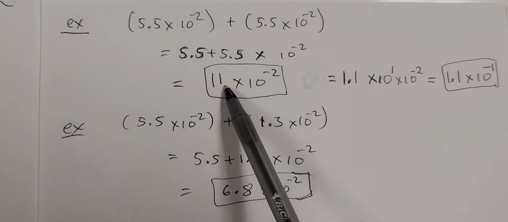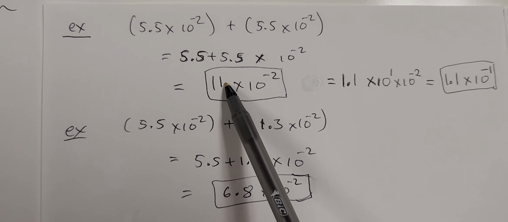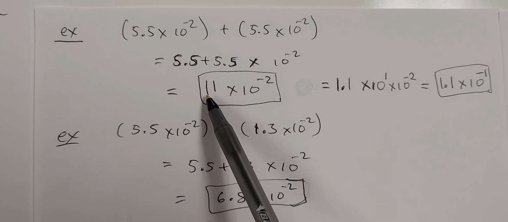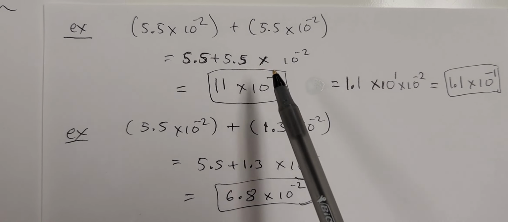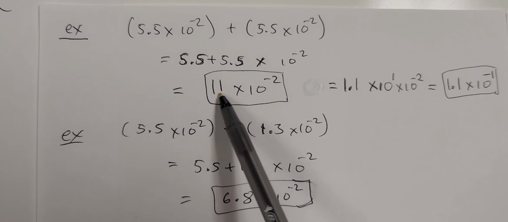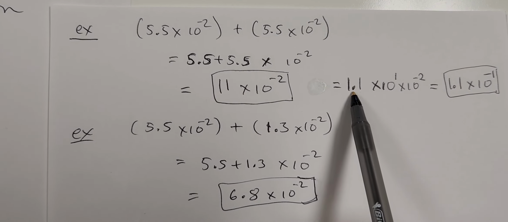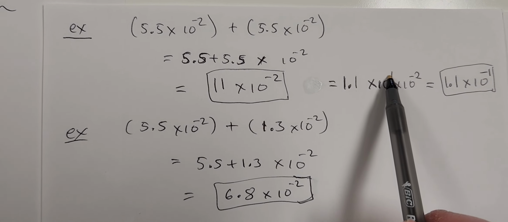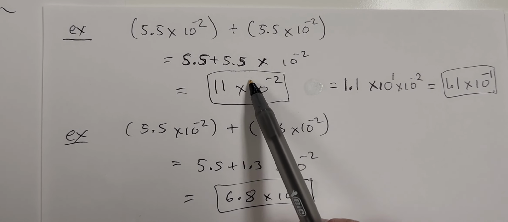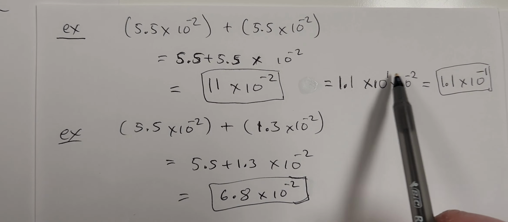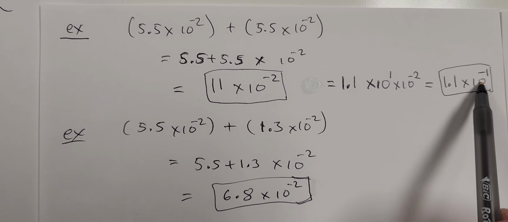Now we need to change this 11 into scientific notation, which is a number from 1 to 9. So move the decimal. Since there's no decimal, start from the back and move it over 1. Since I moved 1, I add 1 to the power. Since I haven't done anything to the -2, bring it along. And then 1 subtract 2 gives me -1.